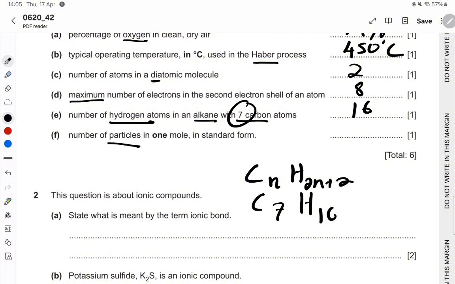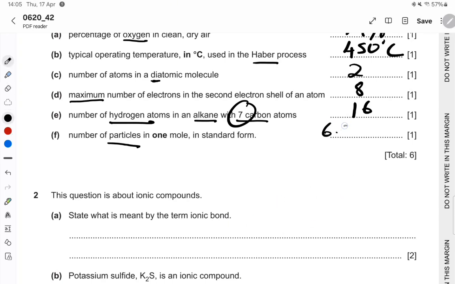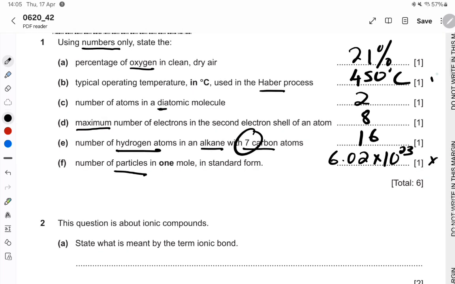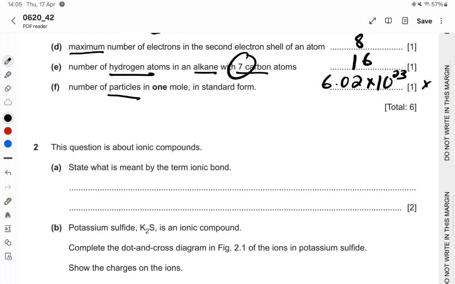The number of particles in 1 mole, again, this is the definition. Remember the Avogadro constant. So it's 6.02 times 10 to the power of 23. Note, the ones that I mark are all memory based. The others, I would expect every student to know.